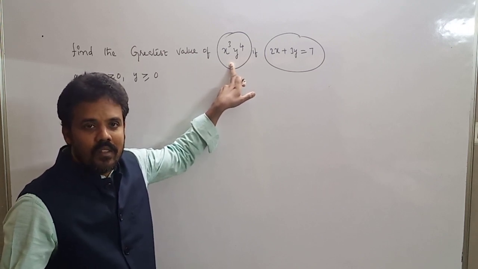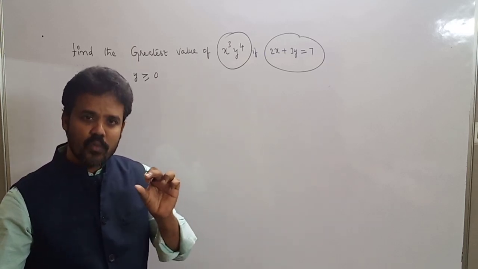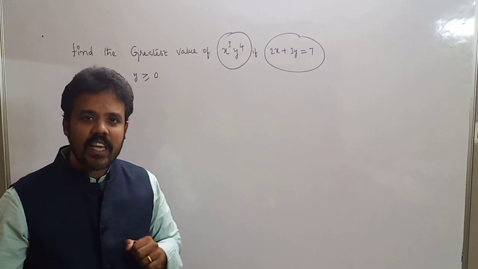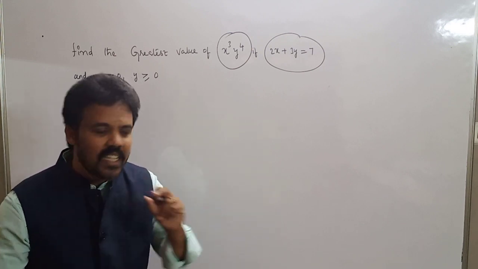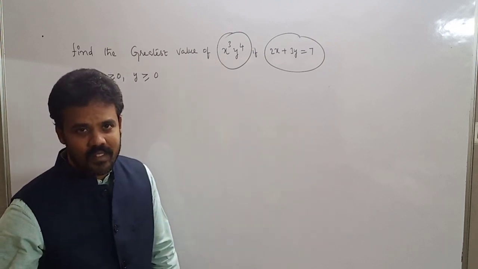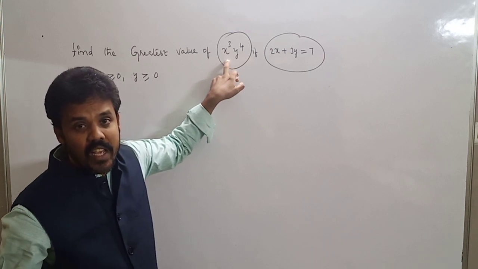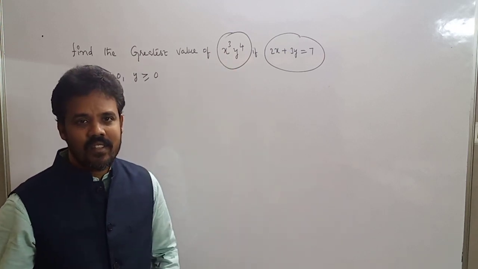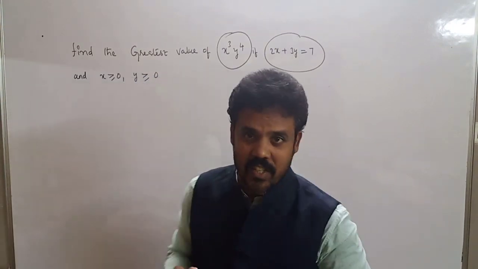How? If you take 2x as one term and 3y as one term, since the value is given as a sum, if we apply AM-GM directly, we don't get the answer. That means we don't get the value of this. Here they ask to find x cube y power 4, so for that purpose you just take the given condition, called subject to the given condition.